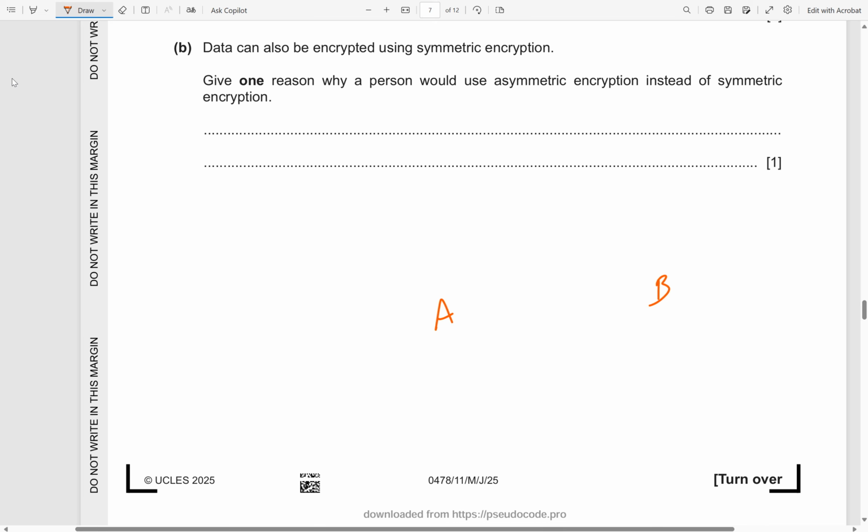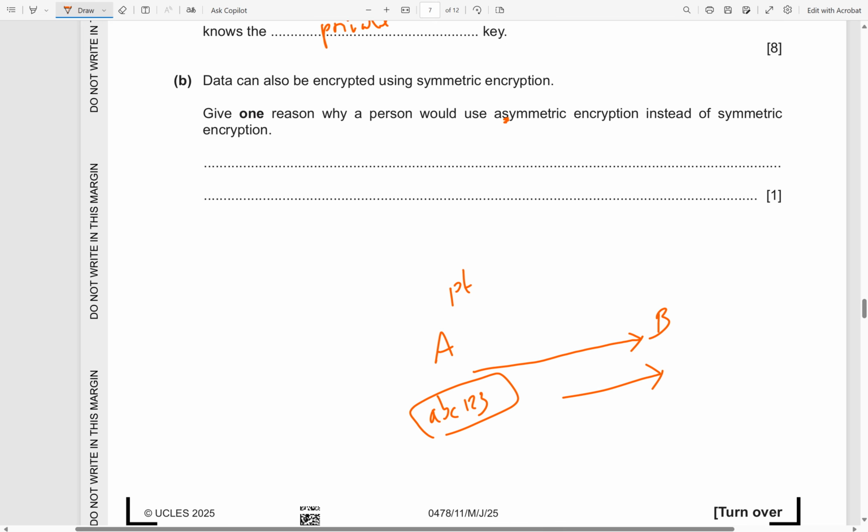Now, as we said, if we've got A and B, the problem is, let's say A has some data, let's say plaintext. A is going to encrypt it using its key. This is for symmetric encryption. However, A also has to somehow give this key to B, because B is going to need this same key in order to decrypt. So let's say the key is ABC123. Somehow A is going to need to send this to B. However, the problem is, what if someone intercepts that? So that's the problem of symmetric.